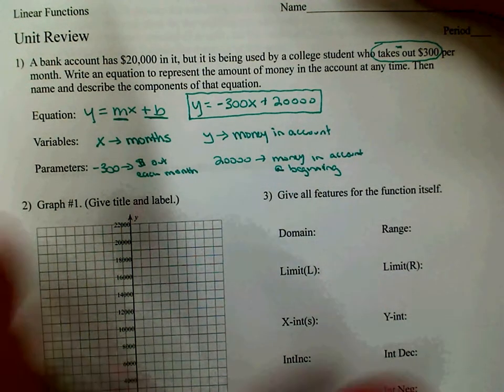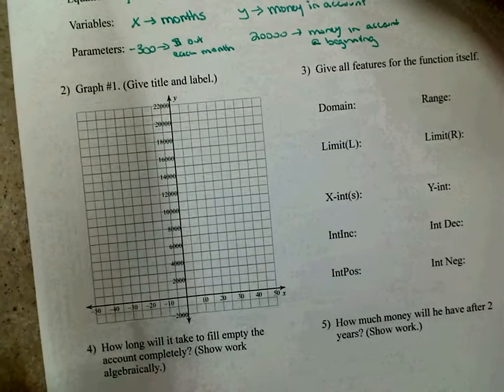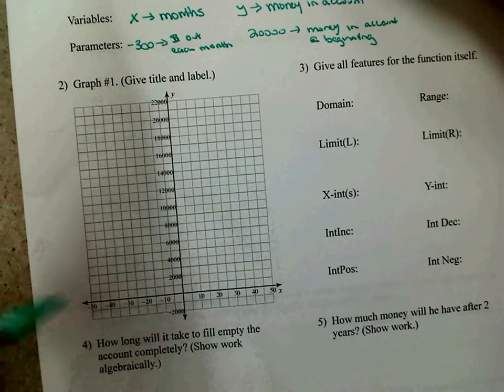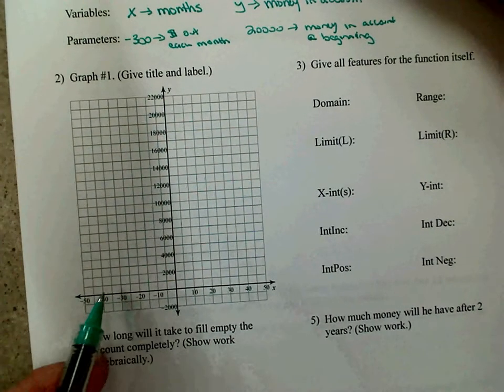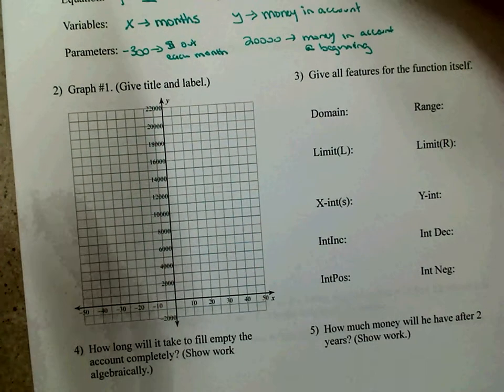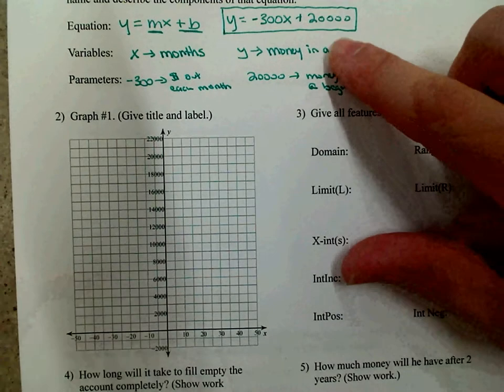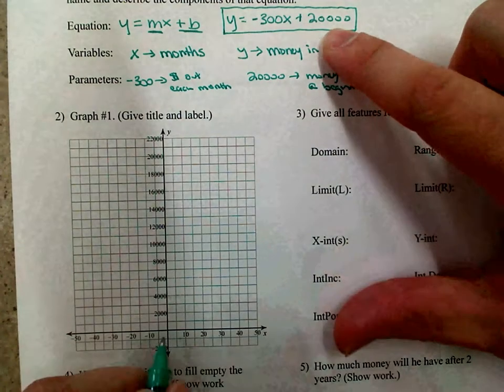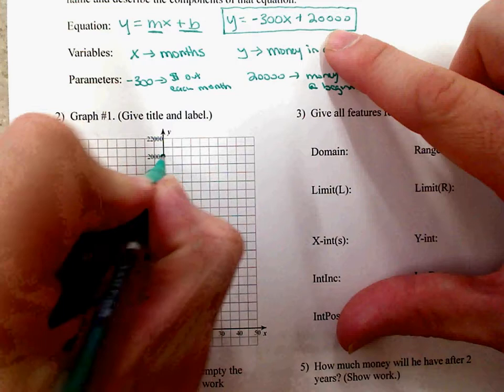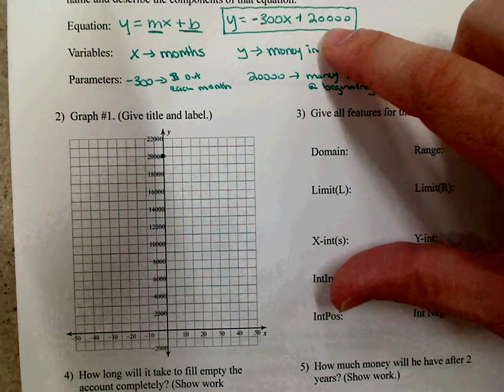All right, once you've got that, you're going to go ahead and graph it. Because it's a test, I want to make sure everybody's graph looks the same, so I went ahead and I scaled it for you just so that we'd all have the same graph. So we know to graph a linear equation is pretty simple. You just start at the y-intercept. So we're going to start at 20,000, okay? And then we're going to go down 300 at a time.